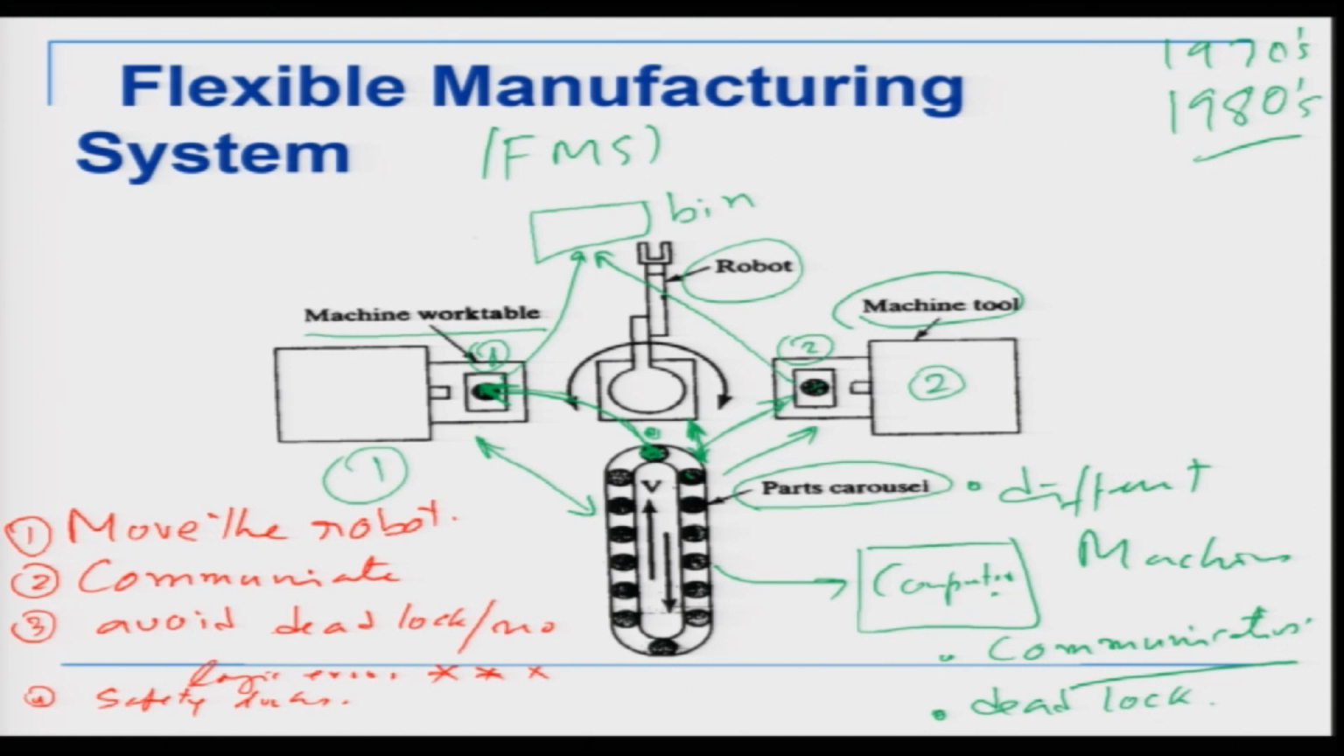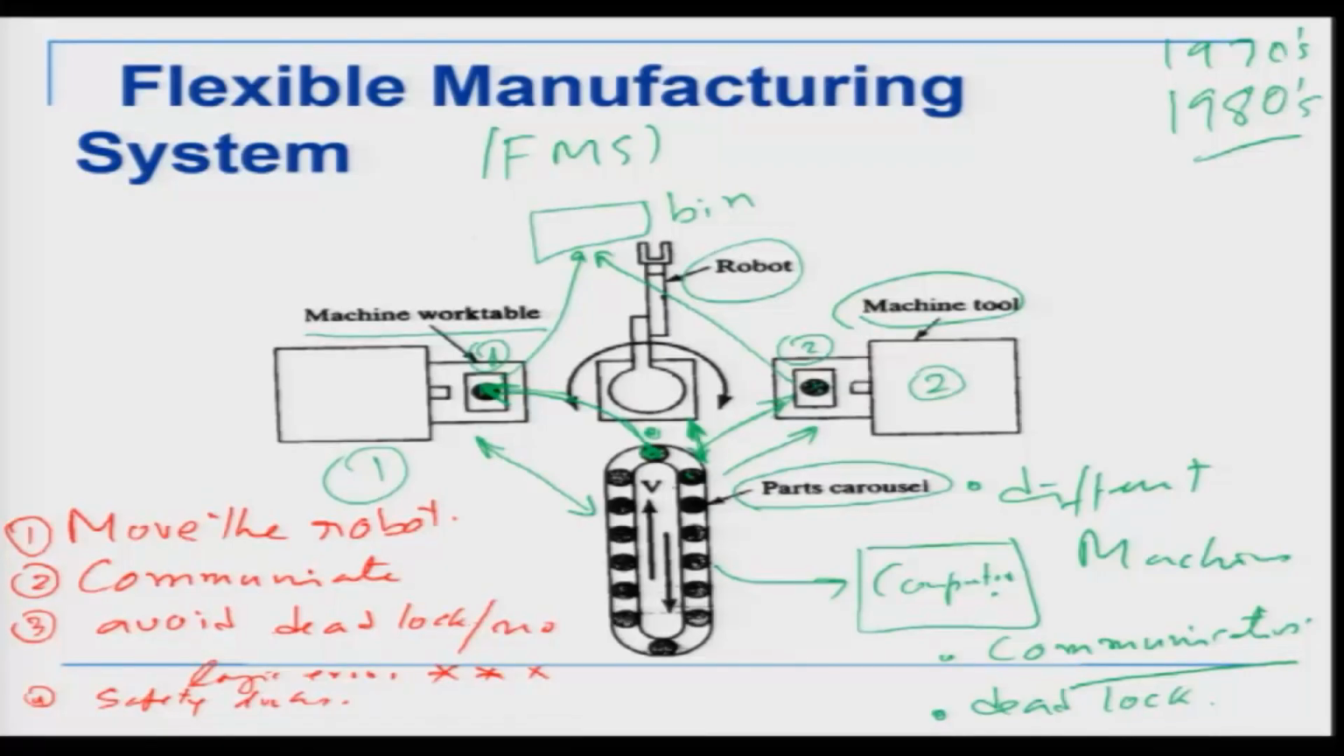So for a robot, the program, unlike a normal program, should be able to do all these features. It should be able to move the robot, it should be able to communicate with other machines, it should be able to avoid deadlock and logic errors, which is extremely difficult for the robot to self-diagnose that there is a fault somewhere. And last of all, it should have safety features. So if, for example, a human being has come in the vicinity of the robot, then the robot should immediately stop. That is a safety feature.